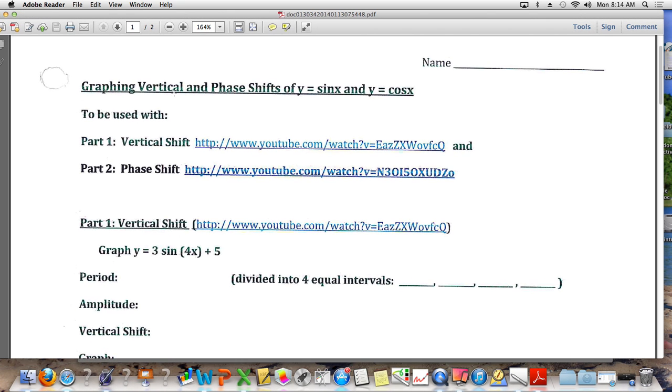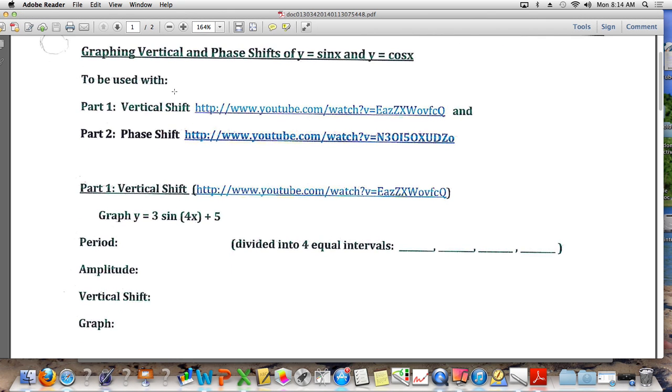Right, use these as your notes, as I just said to you. And I need you guys to do a couple of things here. You need to tell me what the period is, you need to tell me what the amplitude is, the vertical shift, and then we actually have to graph it.